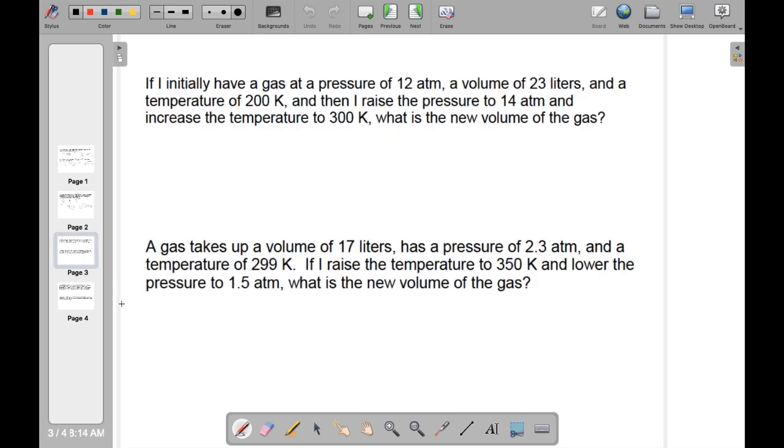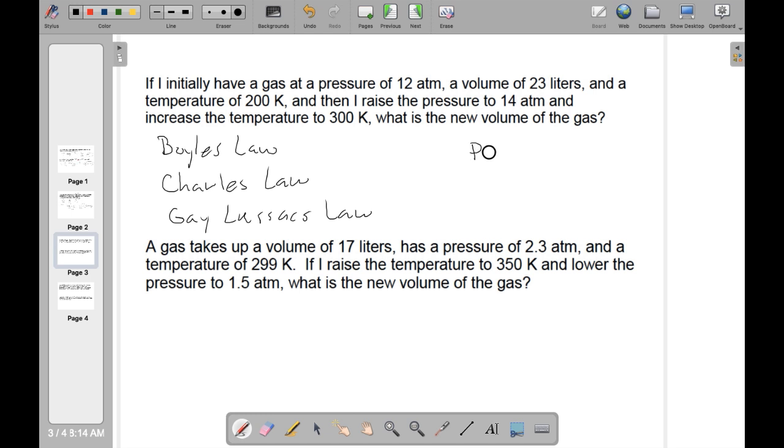This is something called the combined gas law. Basically, we take these two gas laws, and we take Boyle's law, Charles' law, and also Gay-Lussac's law, and we just combine them all together. So the equation is pressure times volume. This looks a lot like Boyle's law, right? Equals pressure times volume, but it's divided by temperature on both sides. So pressure times volume divided by temperature equals pressure times volume divided by temperature.